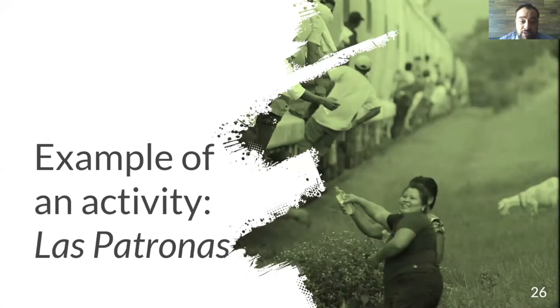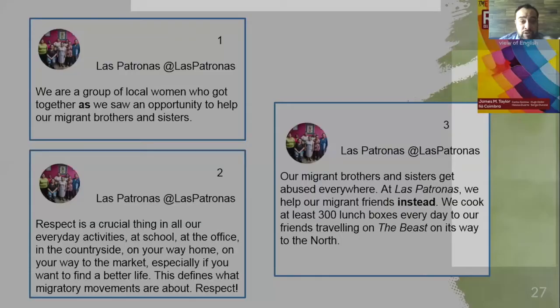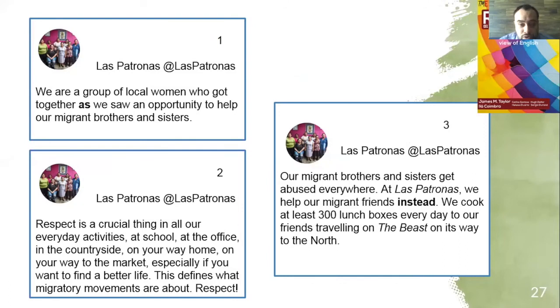The example activities with Las Patronas, that by the way is the organization that is receiving this money. I use their Twitter account to develop a lesson out of it, and I'm just gonna read the first tweet. It says, "We are a group of local women who got together as we saw an opportunity to help our migrant brothers and sisters." This is how I try to deal with this.